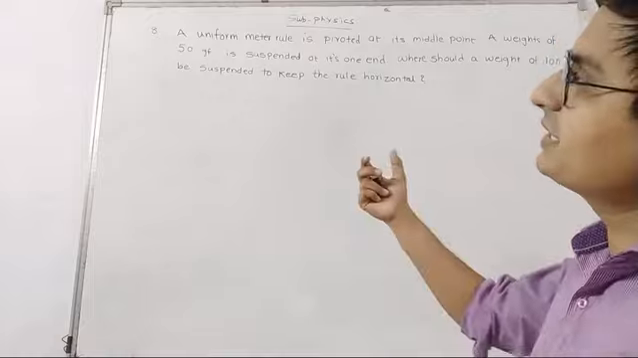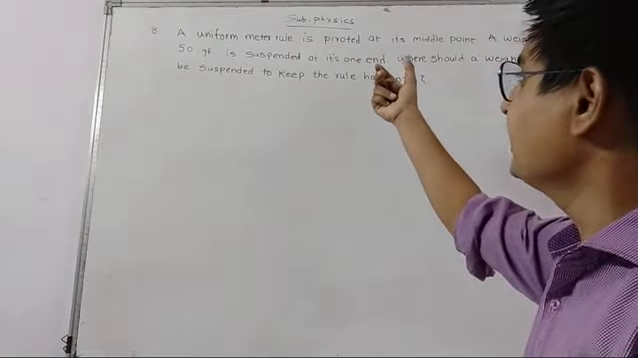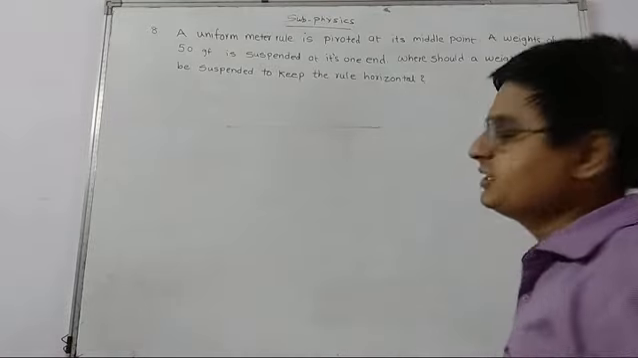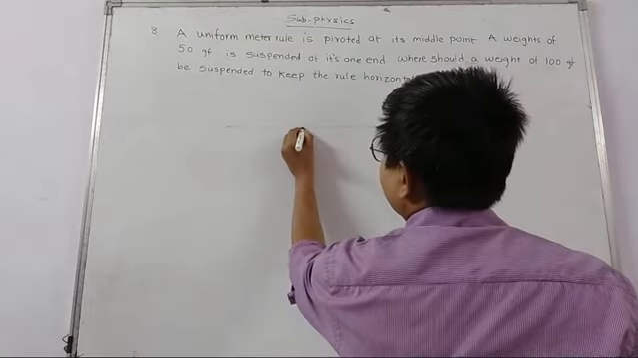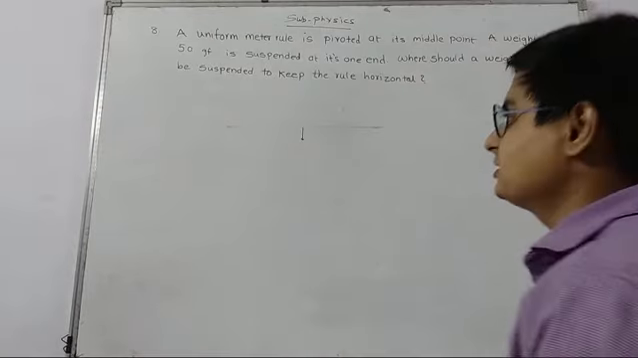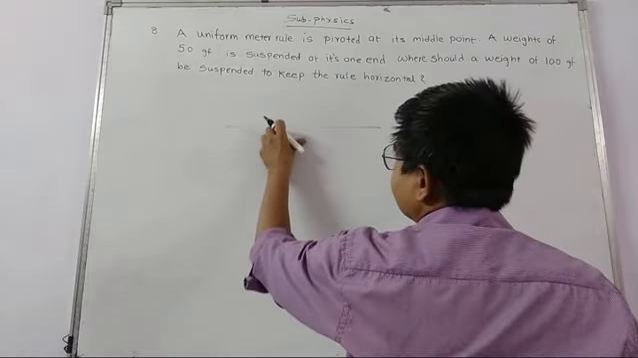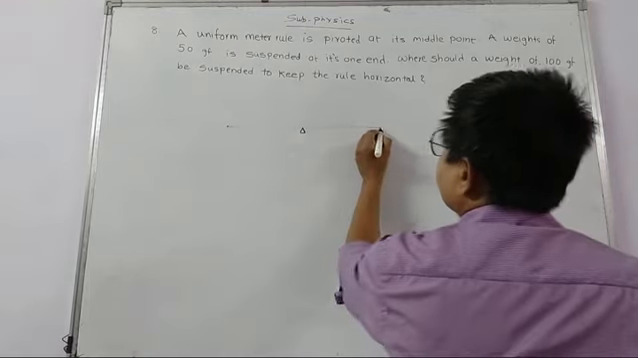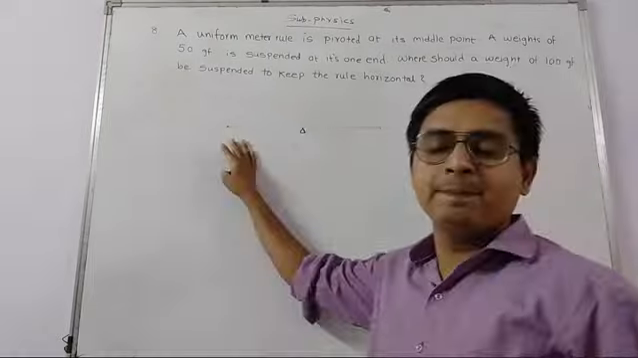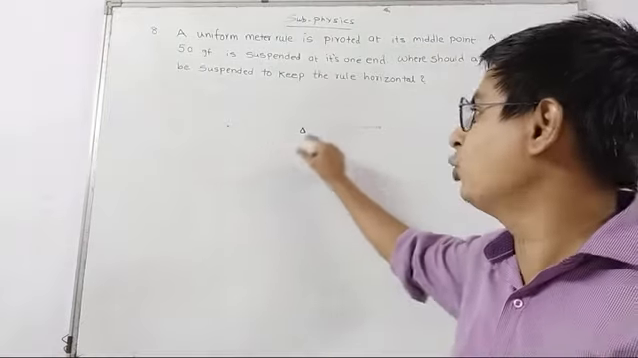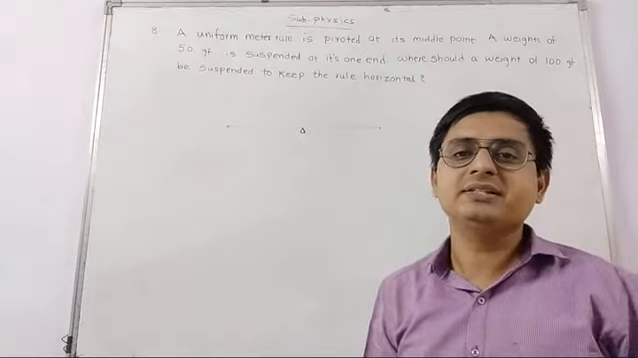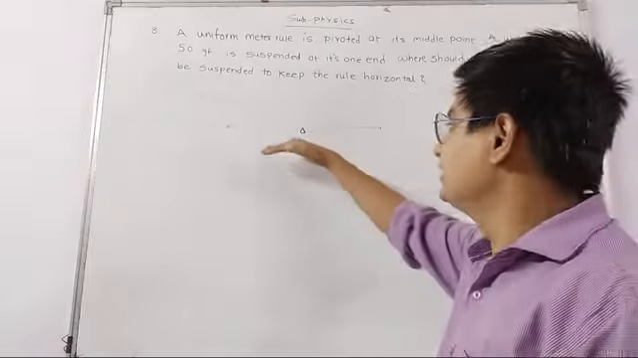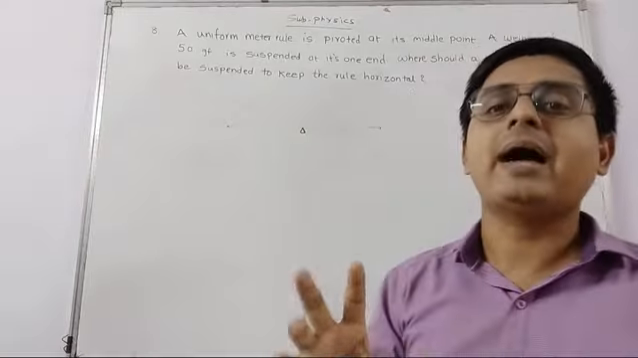Here one example is given that a uniform meter rule is pivoted at its midpoint. It clearly means, diagrammatically, suppose this is a meter rule and it will have its weight exactly at the center, but at this point there is a pivot, so that the portion in the left half will be 50 centimeter and the portion in the right half will also be 50 centimeter, and the uniform meter rule, that's why obviously this meter scale is balanced.